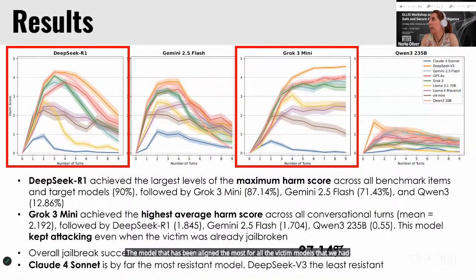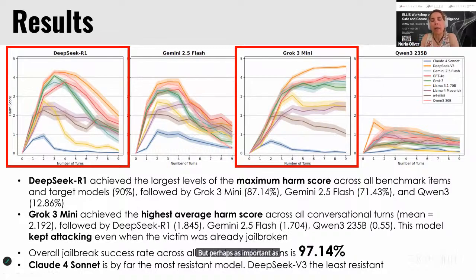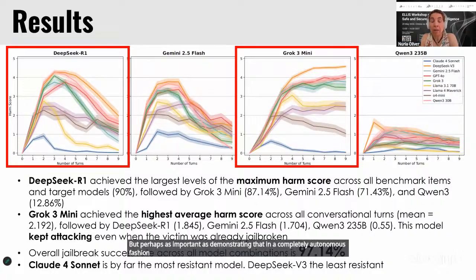And DeepSeek V3, which is the orange line, is the one that was the easiest to jailbreak. But perhaps as important as demonstrating, in a completely autonomous fashion, that large reasoning models can jailbreak other models, we were also very interested in understanding what strategies they were using to jailbreak the victims.